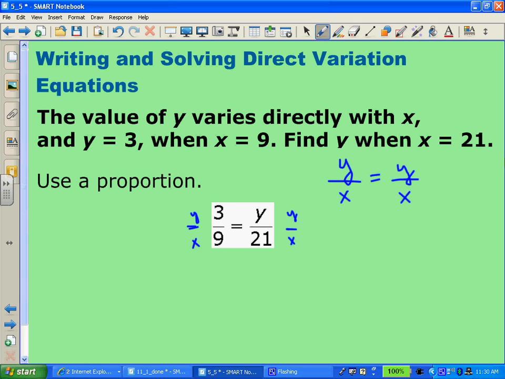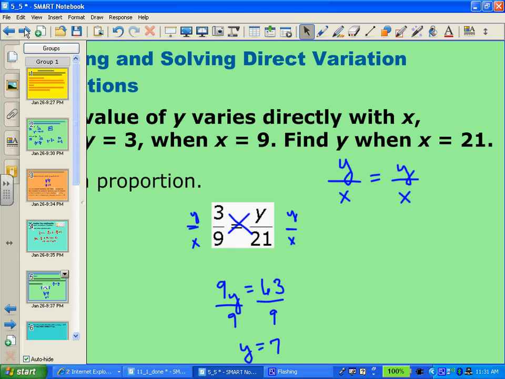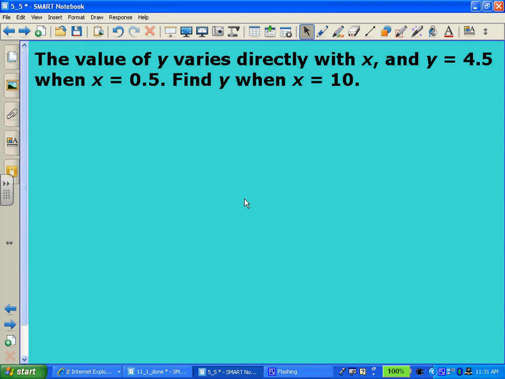So then we go back to, I think we did this in chapter 2, where we cross multiply and solve. So I get 9y equals 63. Then I'm going to divide by 9, and I figure out that y is 7 when x is 21. And that's how I'd solve that particular direct variation problem.